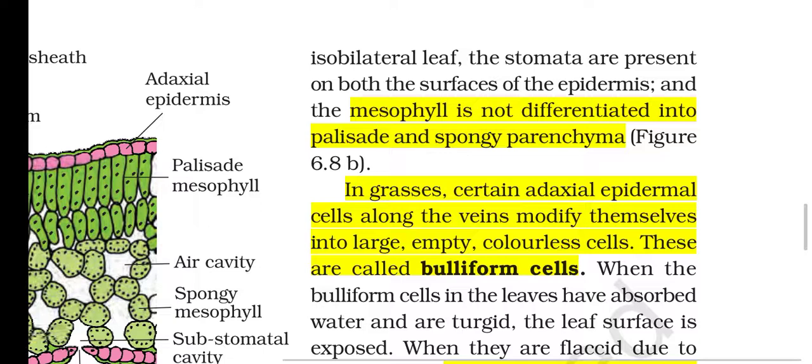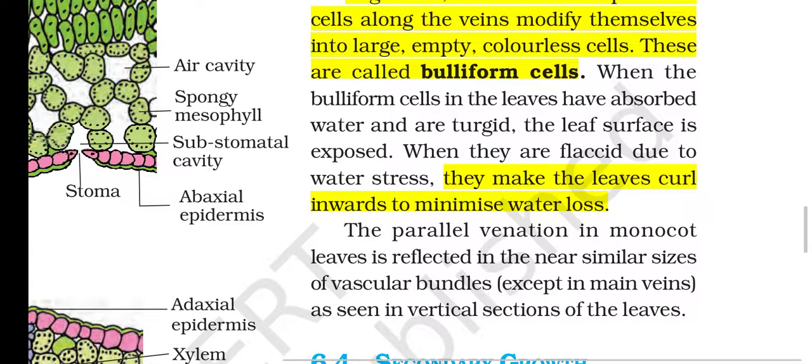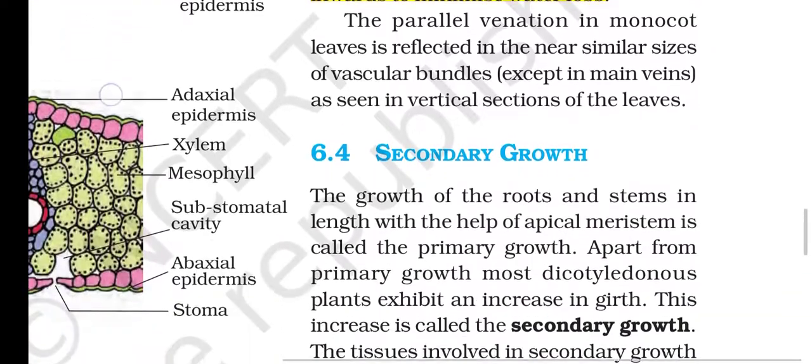In grasses, certain adaxial epidermal cells along the veins modify themselves into large, empty, colorless cells. These are called bulliform cells. When the bulliform cells in the leaves have absorbed water and are turgid, the leaf surface is exposed. When they are flaccid due to water stress, they make the leaves curl inwards to minimize water loss. The parallel venation in monocot leaves is reflected in the near similar sizes of vascular bundles, except in main veins, as seen in vertical section of the leaves.